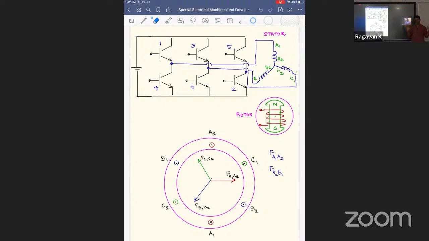Is this understood? Right? So when the field vector is continuously moving and the armature MMF vector is stationary, what will the angle be? The angle between these two MMF vectors is going to change with time, is that accepted? If the angle between these two vectors changes with time, that means the torque that is produced is also going to change with time.